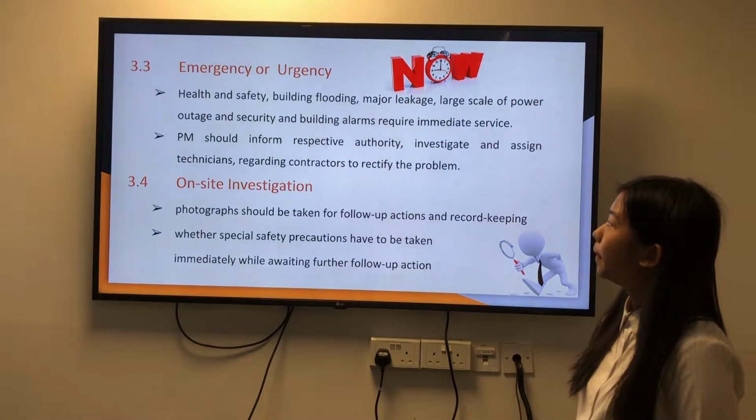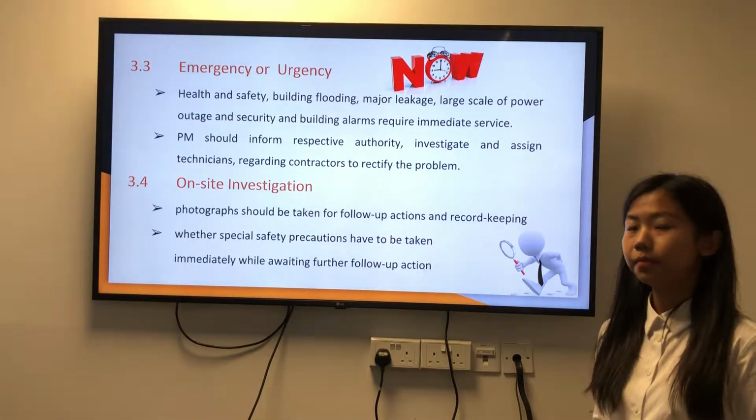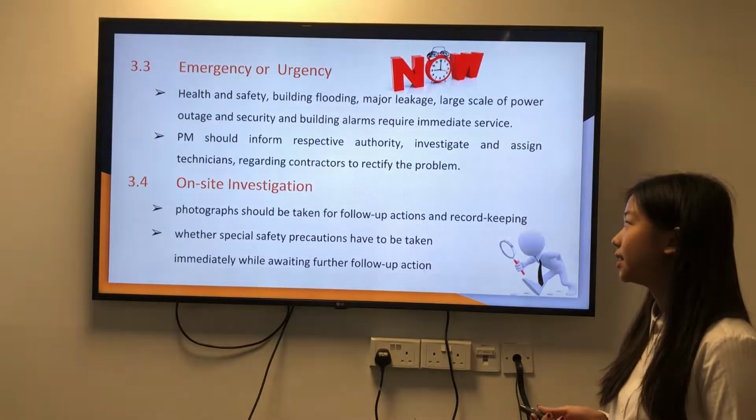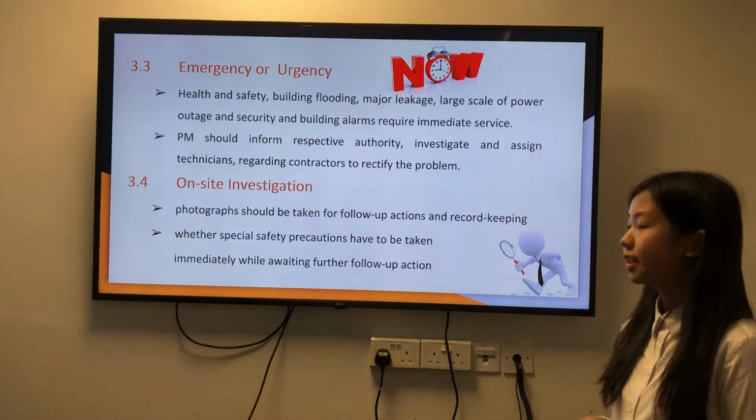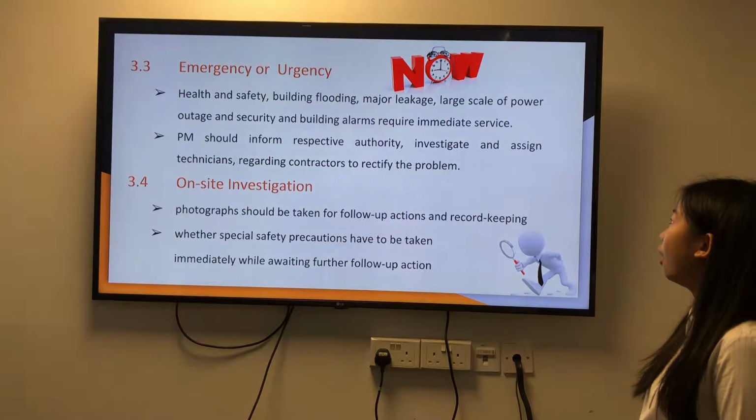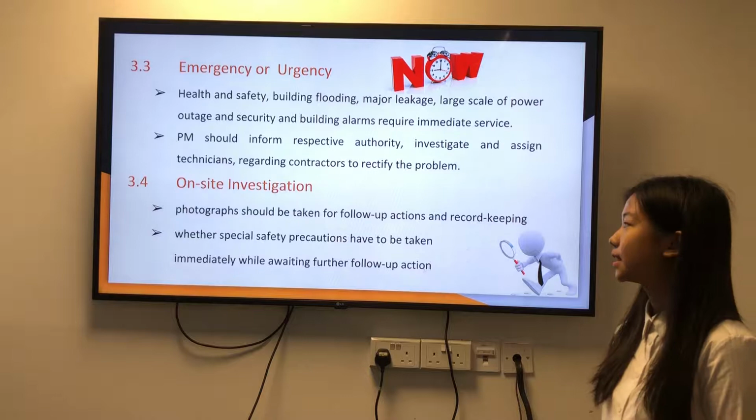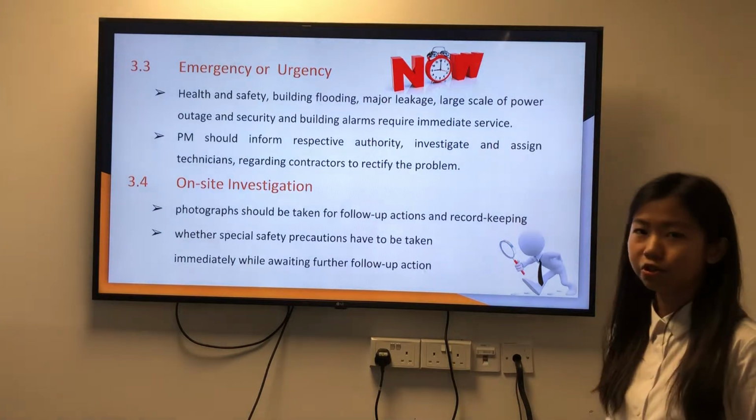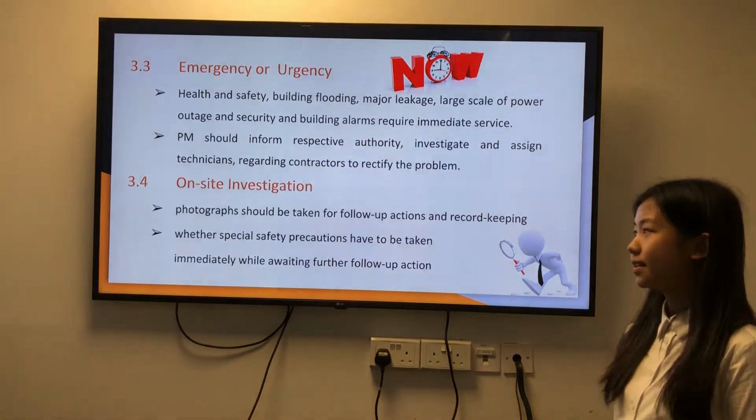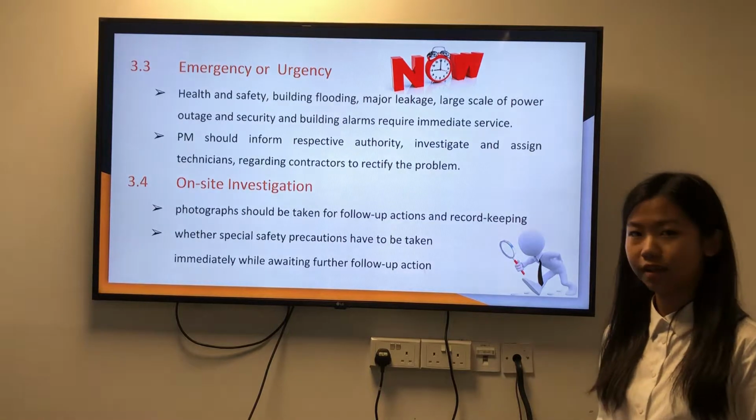Then follow up by emergency and urgency. Some problems or defects will require emergency or immediate service, such as health and safety. Regarding health and safety, building flooding, major leakage, or large scale power outage, and security and building alarms. A property manager should inform the respective authority and investigate, and also assign technicians and relevant contractors to rectify the problem as soon as possible.